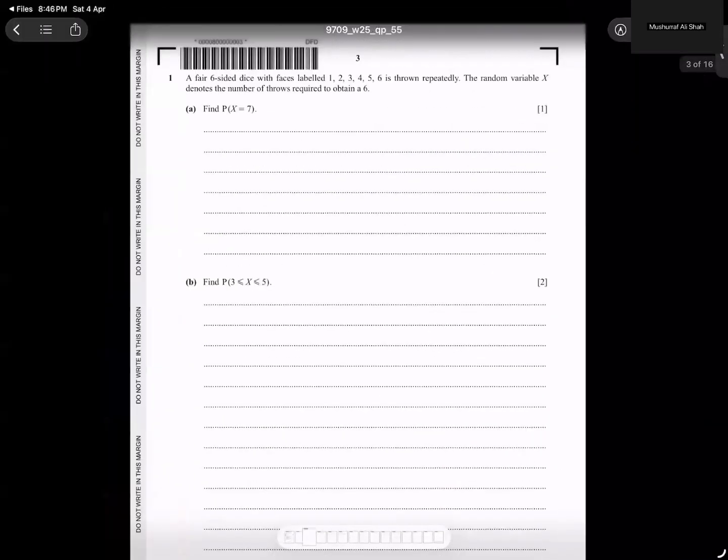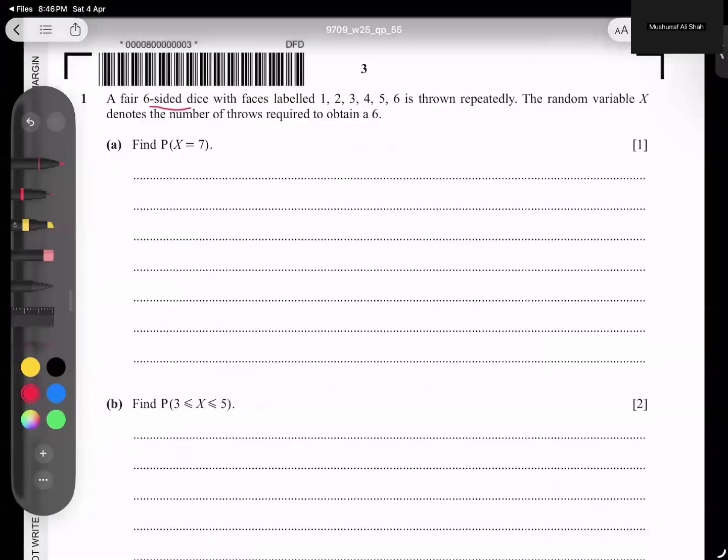Okay, the first question: a fair six-sided dice with faces 1 to 6 is thrown repeatedly. The random variable X denotes the number of throws until a 6 appears. We have to focus on 6 on a dice. What is the chance of 6? It is clearly 1 out of 6. And what is the chance of not 6? The first five numbers are not 6, so 5 by 6. And he's saying it happens on the 7th attempt.